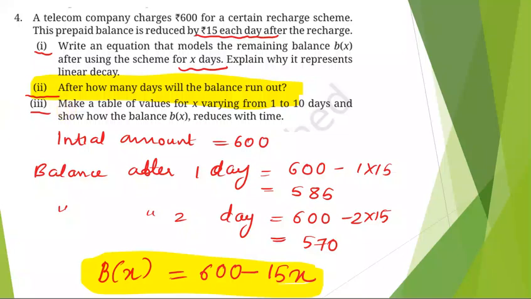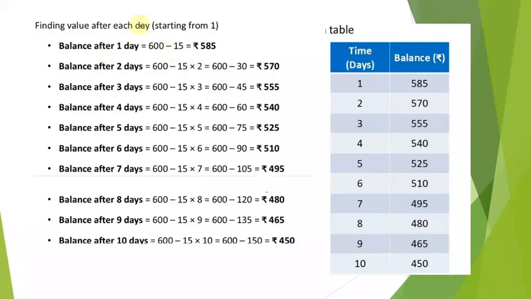So like the last questions only, we have made it. The initial balance was 600. So first day it was 585. Second day it will be 570. Third day 600 minus 15 into 3, that is 600 minus 45, 555. And if it goes like that, after 10 days it will be 600 minus 15 into 10, that is 600 minus 150, you will get 450. And we made the table accordingly. Okay, it's a linear decay also, since a constant value 50 decreases in each case.